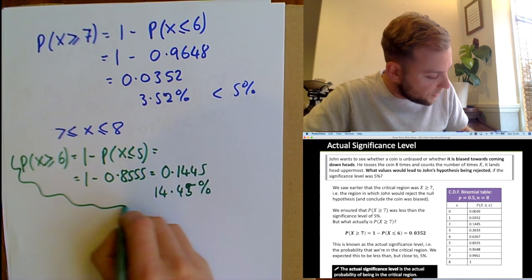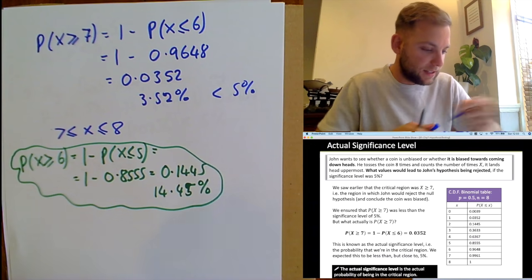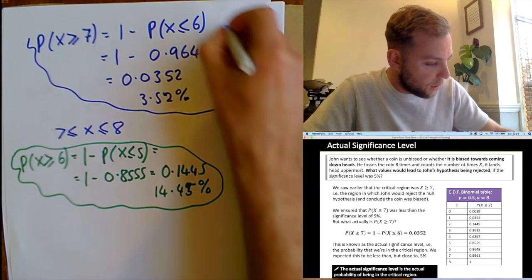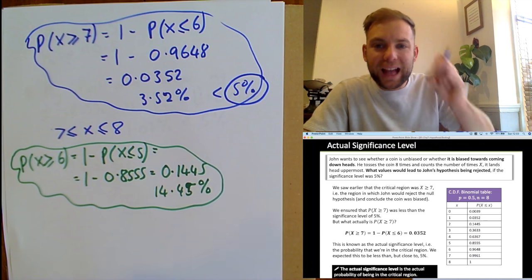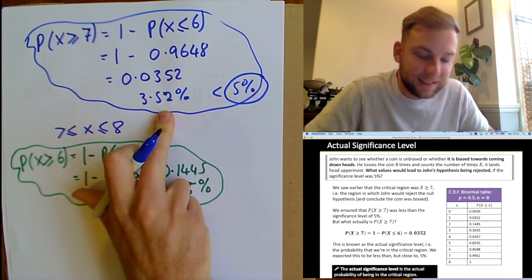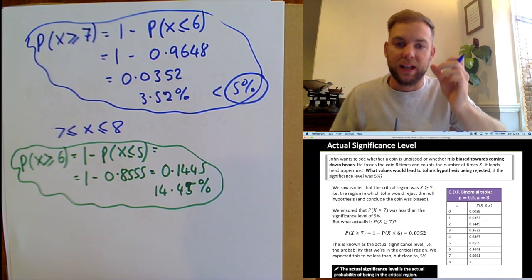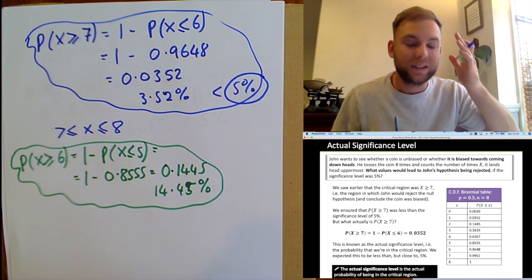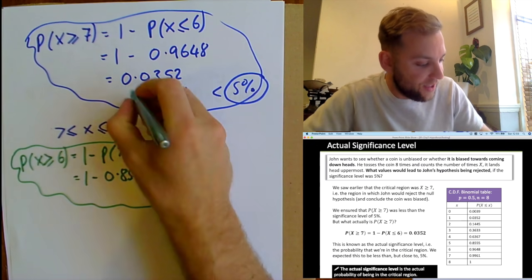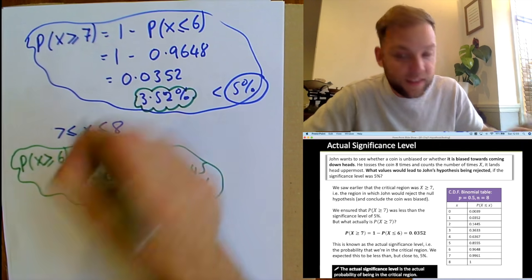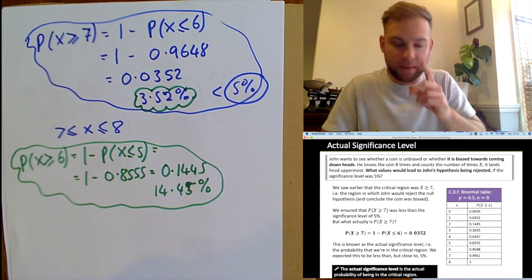So this is the probability of getting greater than or equal to 6, and this is the probability of getting greater than or equal to 7. And we know that our critical region is this part here, but the actual probability of it happening is this. So when I'm asked the question, what's the actual significance level? Well, the actual significance level is this part here. This is the actual probability of getting within that region, if that makes sense.